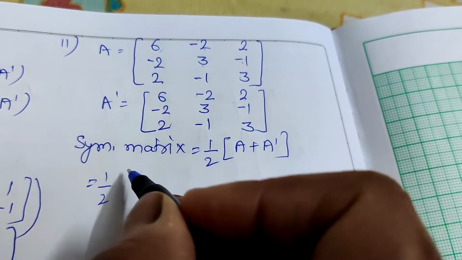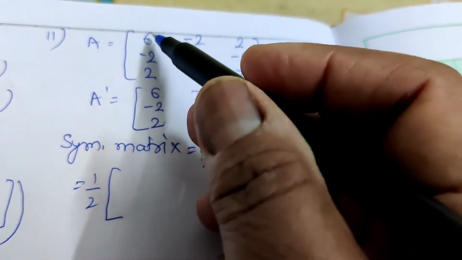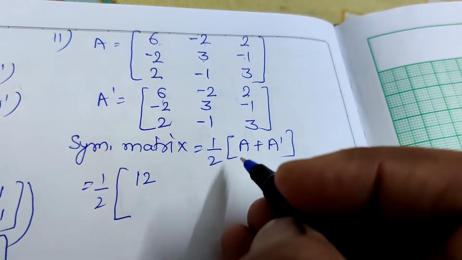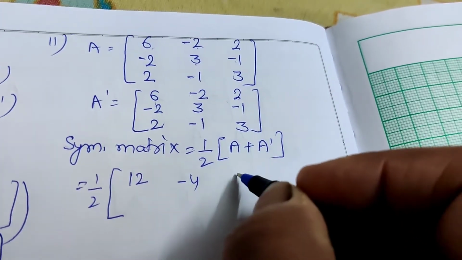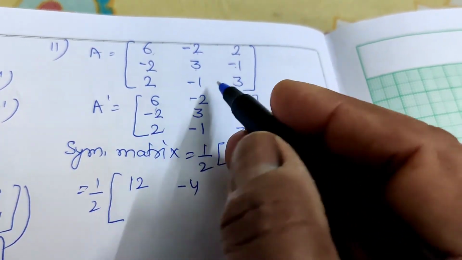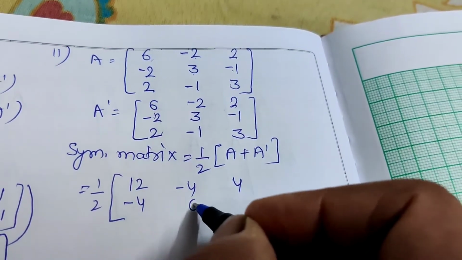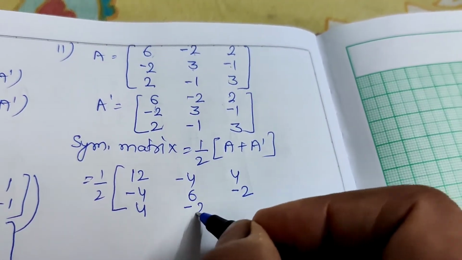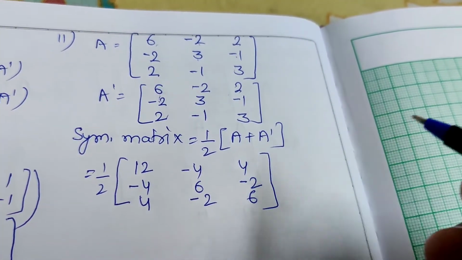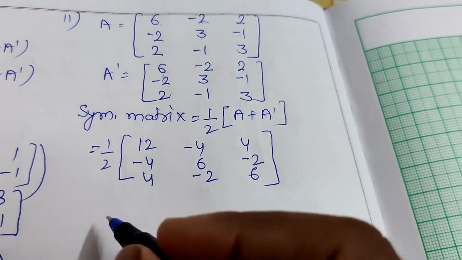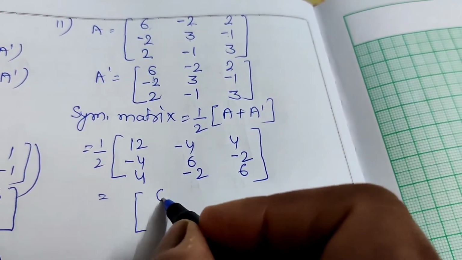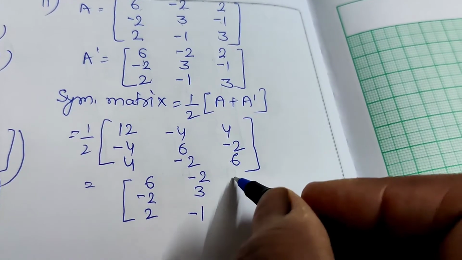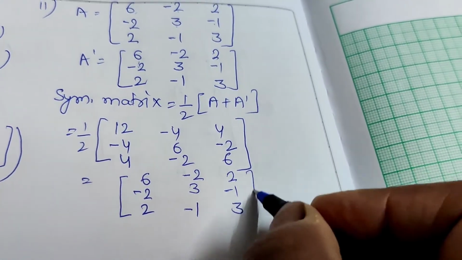Now add these two. I am adding verbally. 6 plus 6 is 12, minus 2 minus 2 is minus 4, 2 plus 2 is 4, minus 2 minus 2, minus 4, 6 minus 2, and 4 minus 2, 6. Now 1 by 2, 6 minus 2, 2, minus 2, 3, minus 1, 2 minus 1, 3. Just divided by 2.